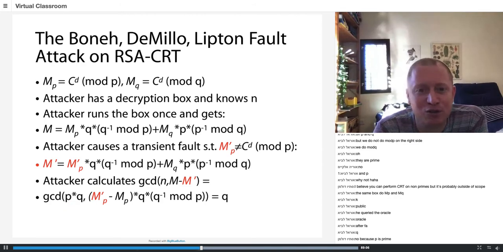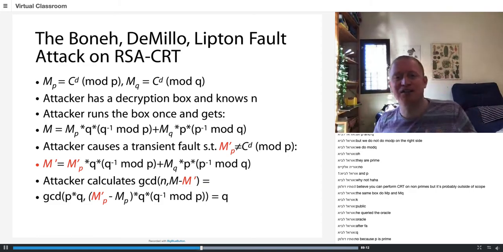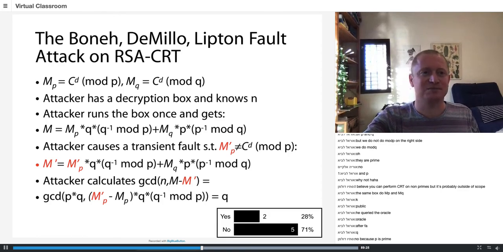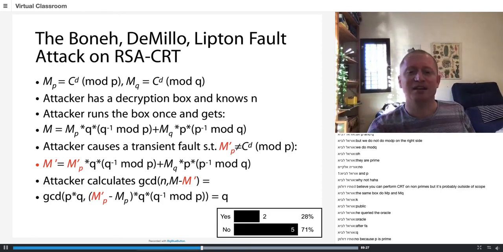Now, I really want you to understand this. So who wants me to explain again how you get Q out of this fault test? Who wants me to explain it again? Okay. So I have some people who want me to explain it again.